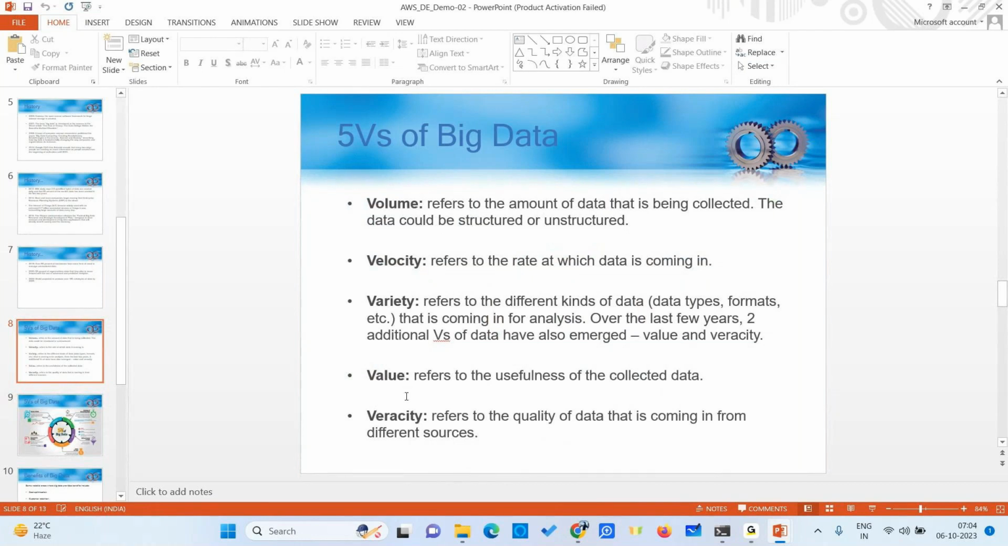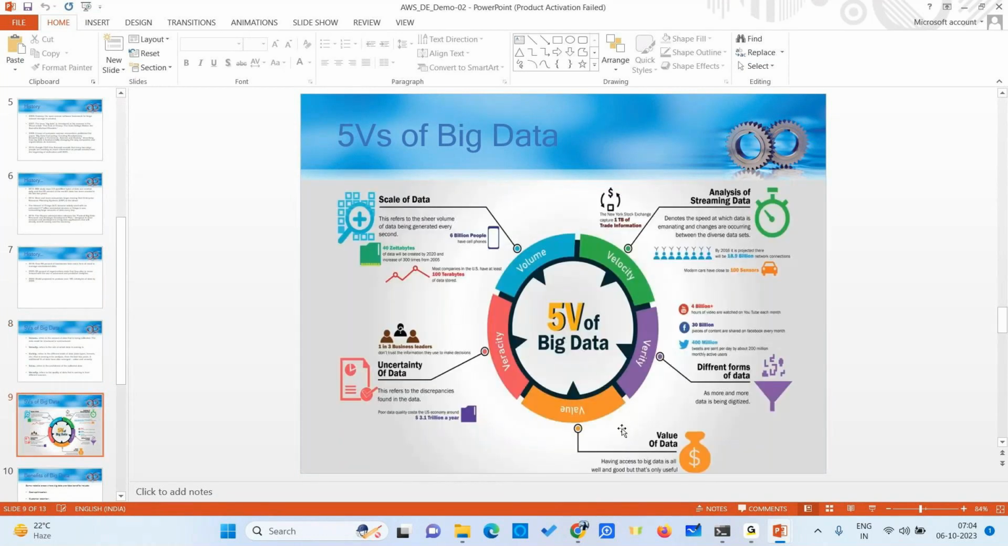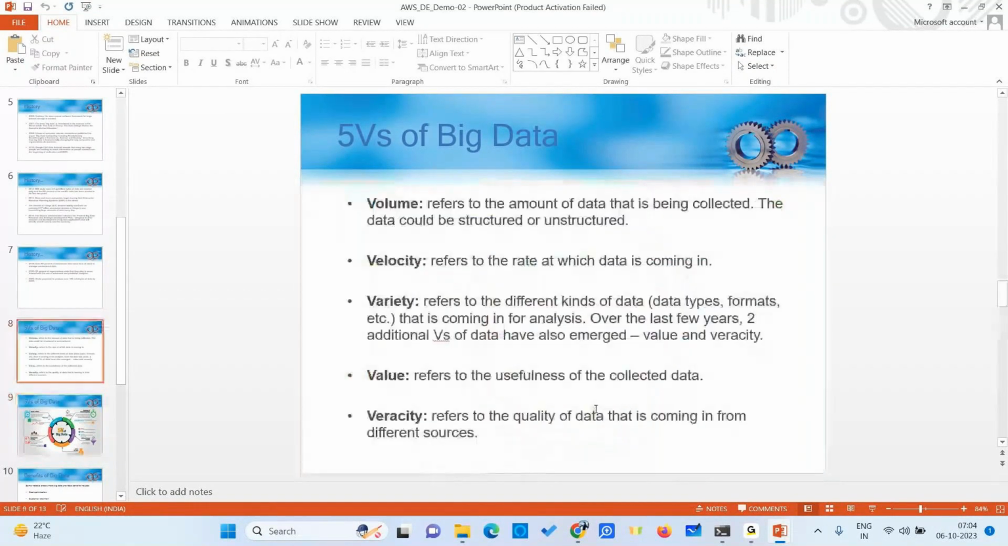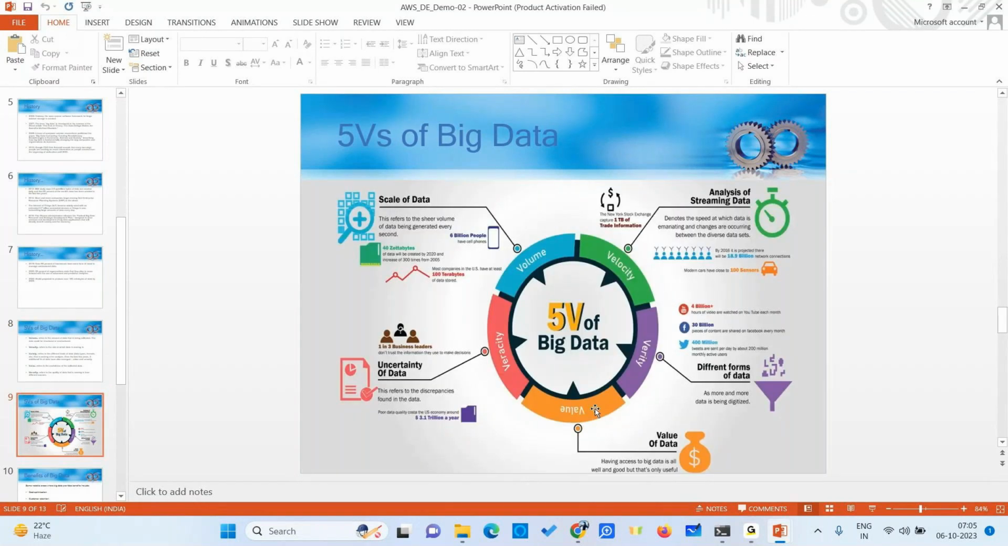The value refers to the usefulness of collected data. Without usefulness of data, there is no use, right? Having access to big data is all well and good, but that's only useful if it has value. And then the veracity refers to the quality of data coming in from different sources. We need to maintain the quality, the standards and data governance. We need to apply some principles on the data. So that is veracity. These are the 5 V's of big data.